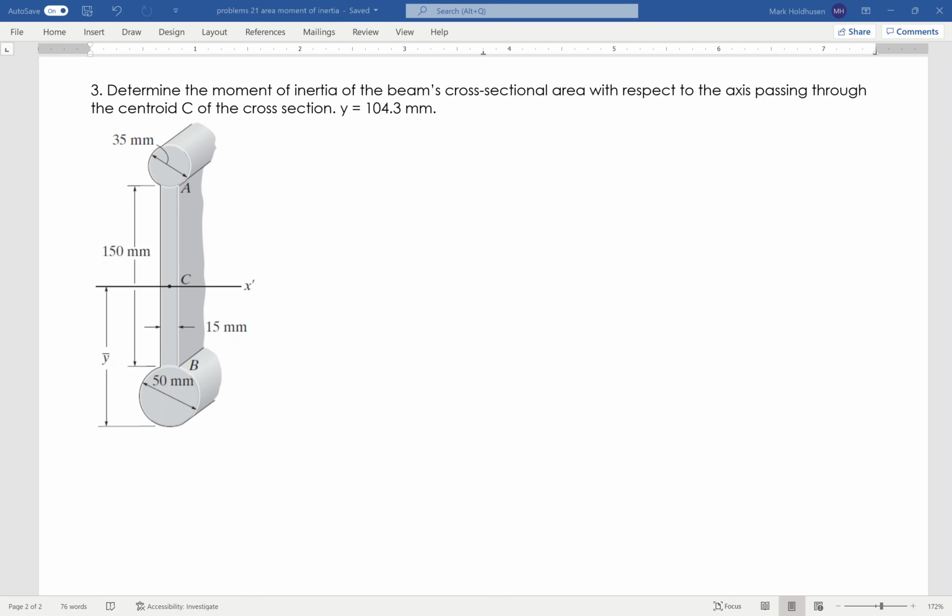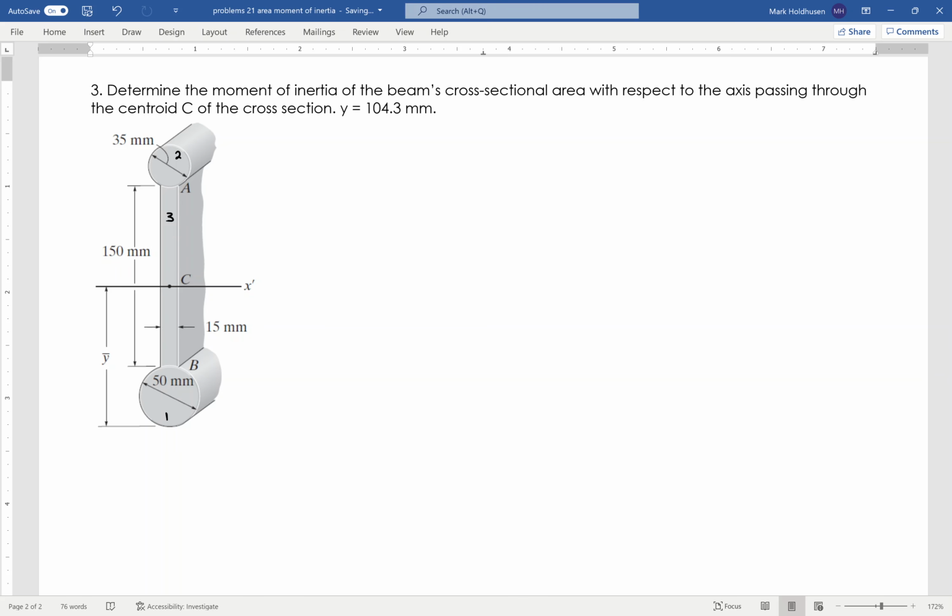Okay, in this problem, I want to find the moment of inertia of this cross-sectional area of a beam about the centroidal axis that is defined as x prime right here. So what I'll do is break this up into three simple shapes. The circle on the bottom, I'll call 1. The circle on the top, I'll call 2. And then this rectangle I'll call 3.